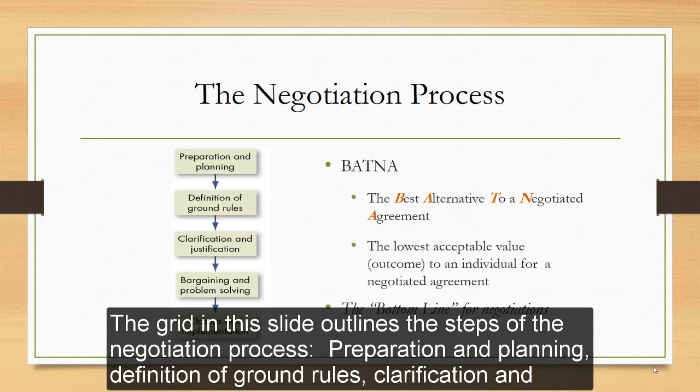Now, when we think of the negotiation process, we need to think about different stages of negotiation, and they include preparation and planning, defining the ground rules, clarification and justification, bargaining and problem solving, and then finally closure and implementation.